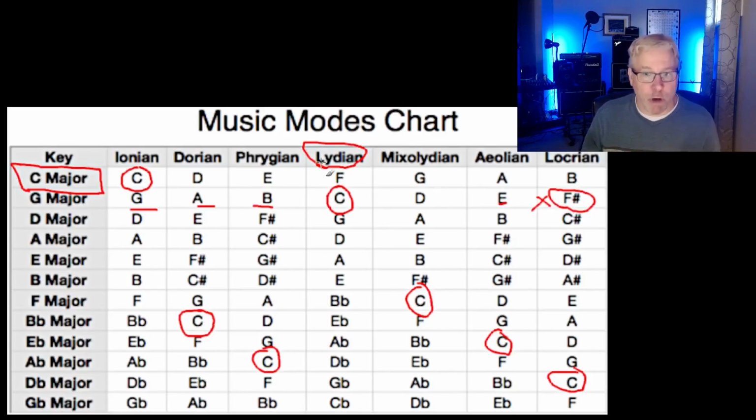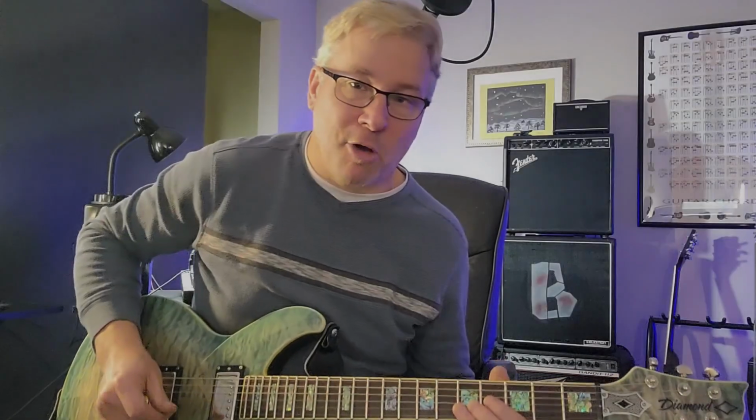So what we're going to try now is using a C major progression, and we're going to substitute our F for an F sharp, which will lead us to a melody written in C, using the C Lydian mode. Let's give this a try.